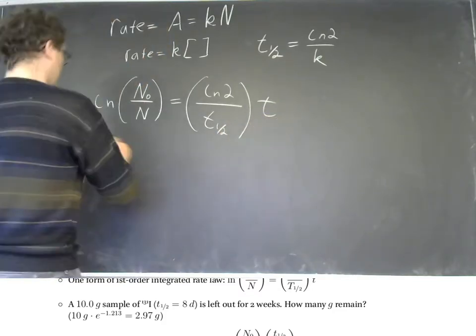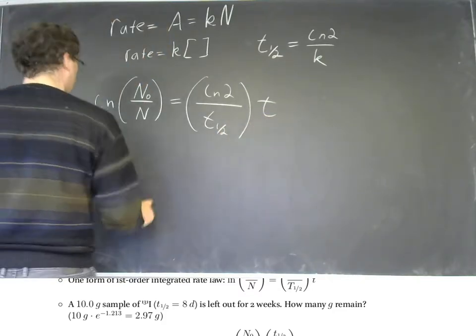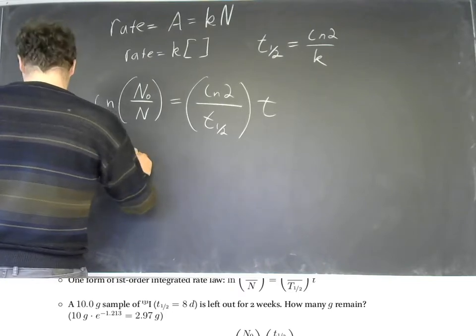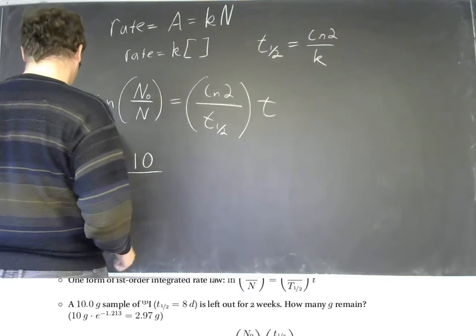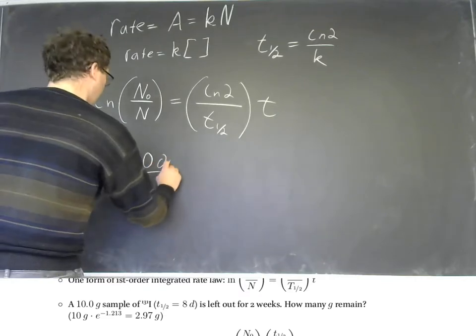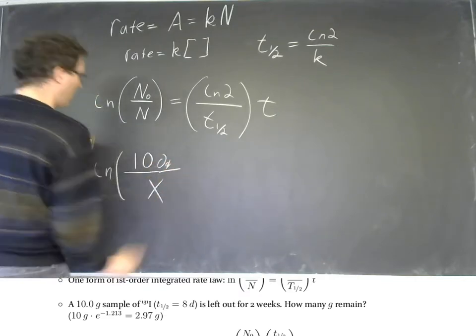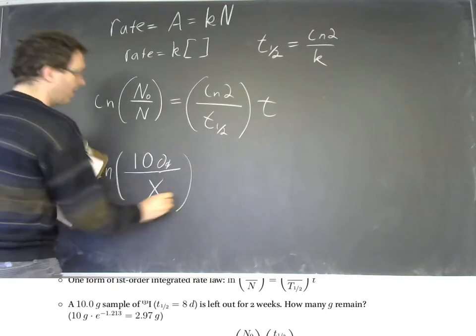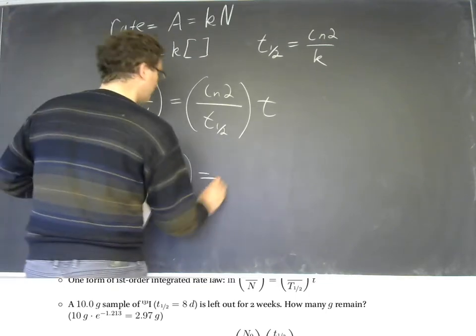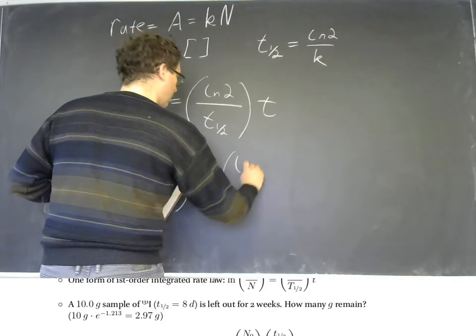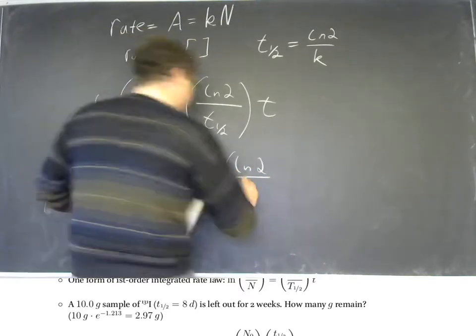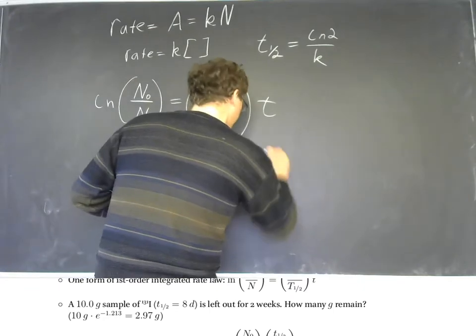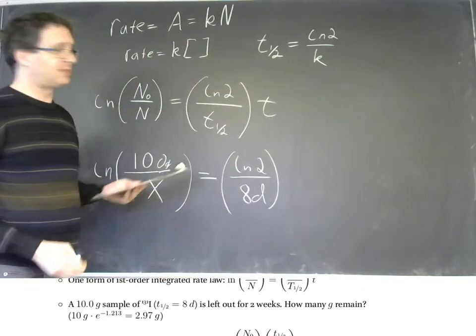So we'll just put this in here, the natural log of 10 grams, right there. That's how much we started with, 10.0 grams. And how much remains is our unknown. That's the amount that is at the end. And then the natural log of 2. The half-life is 8 days. And the time that has elapsed is going to be 2 weeks.